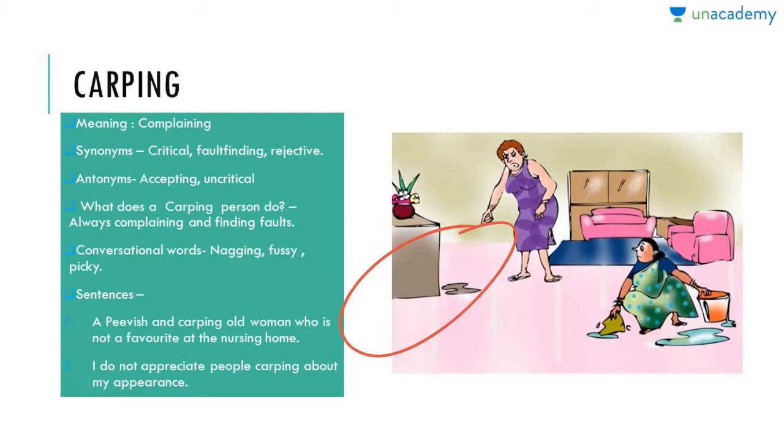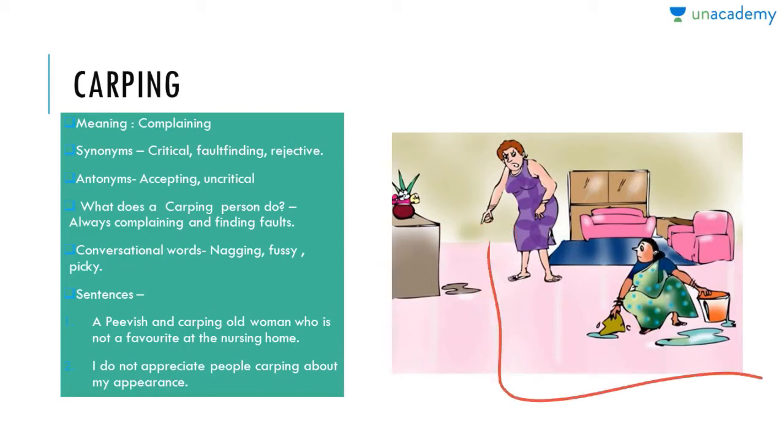The antonyms for this word could be accepting, uncritical. Had she been happy about this floor, this particular area, then she could have been uncritical or accepting. So what does a carping person do? He or she always complains and finds fault in other people or things. Conversational words for this could be nagging, fussy or picky. Let me read out the sentence.